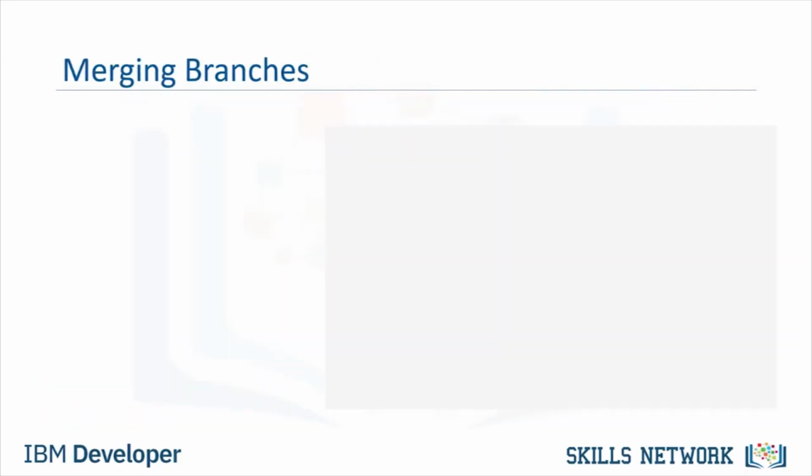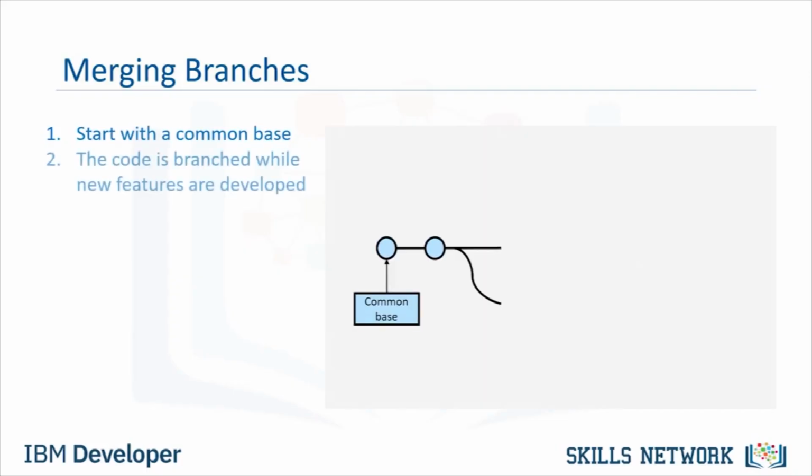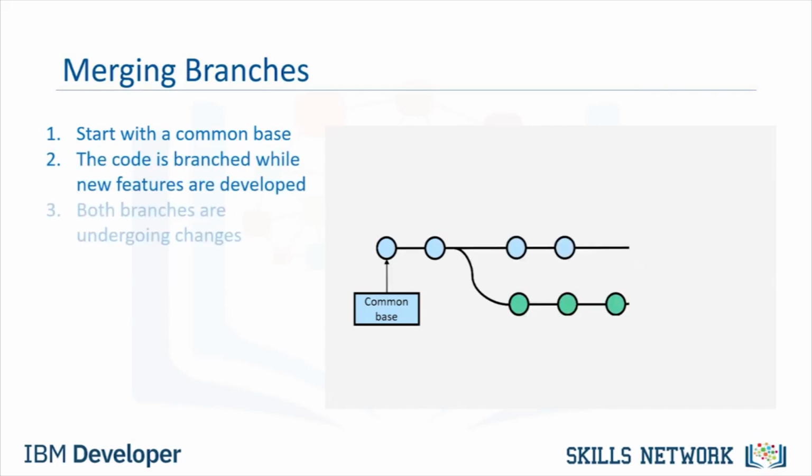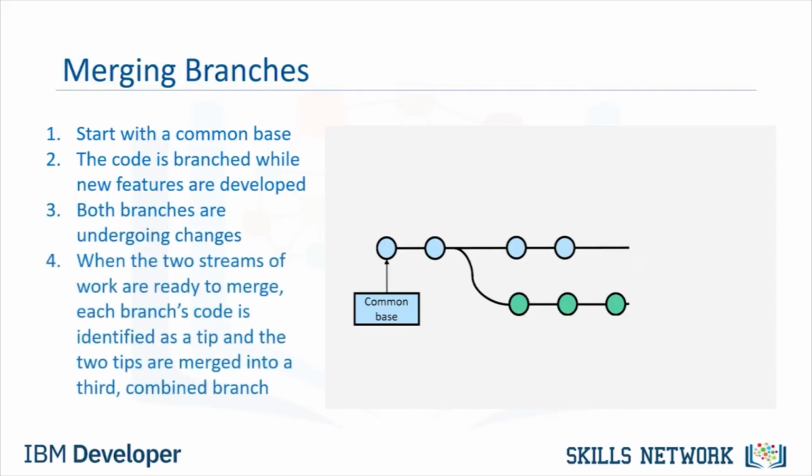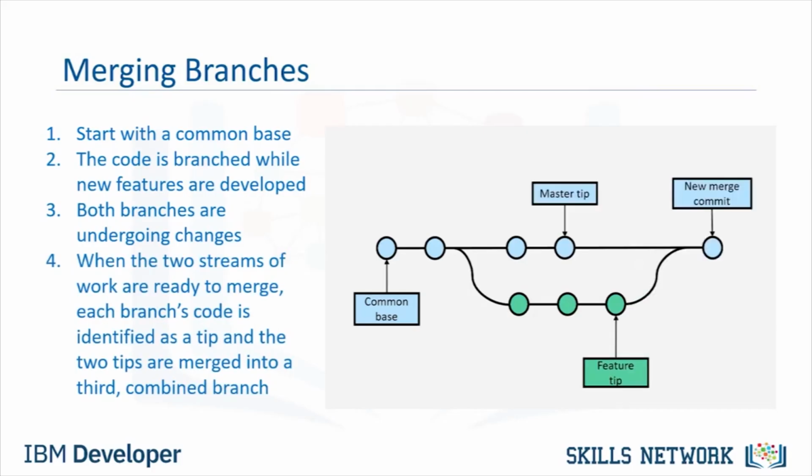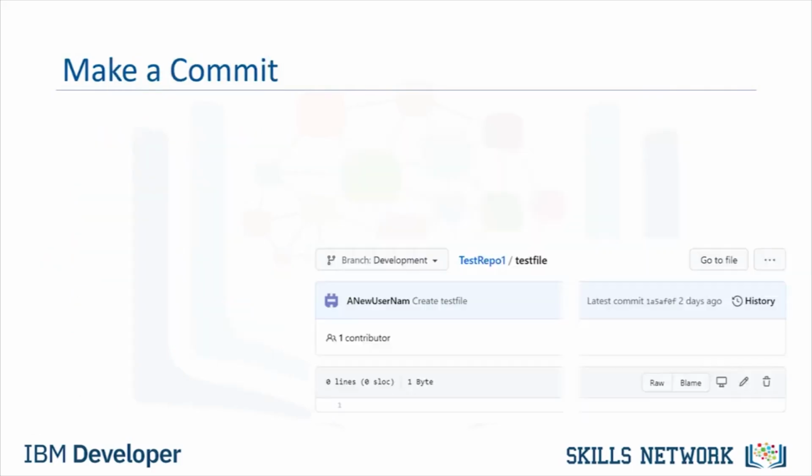GitHub branches can be very complex for large software projects. For a simple project, such as the ones we are exploring, consider the following. Start with a common base, the initial source for this project. At one point, the code is branched while new features are developed. In this example, both branches are undergoing changes. When the 2 streams of work are ready to merge, each branch's code is identified as a tip, and the 2 tips are merged into a third combined branch.